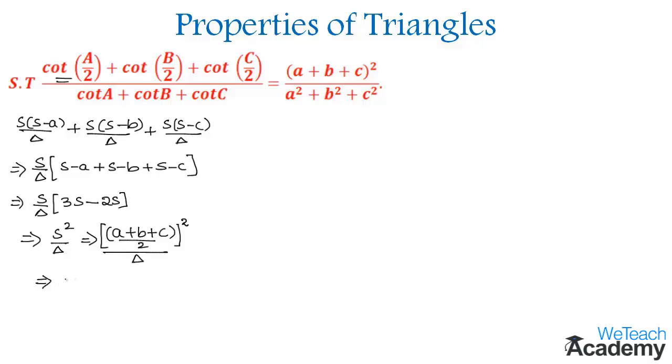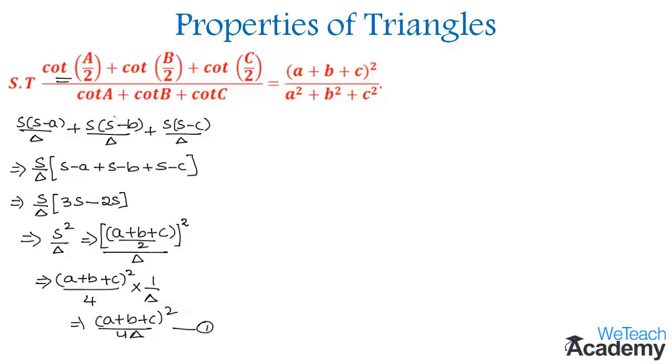And now let us simplify this term. So we get a plus b plus c whole square divided by 2 square, that is 4, into the reciprocal of the denominator, which is 1 by delta. And then by multiplying the terms, we get a plus b plus c whole square divided by 4 delta as the value of the numerator. So let us name this as equation 1.